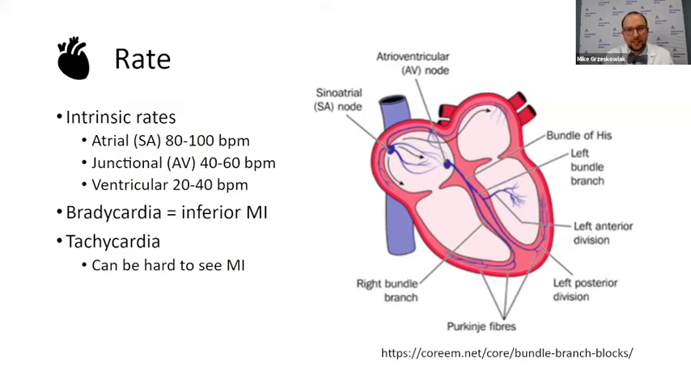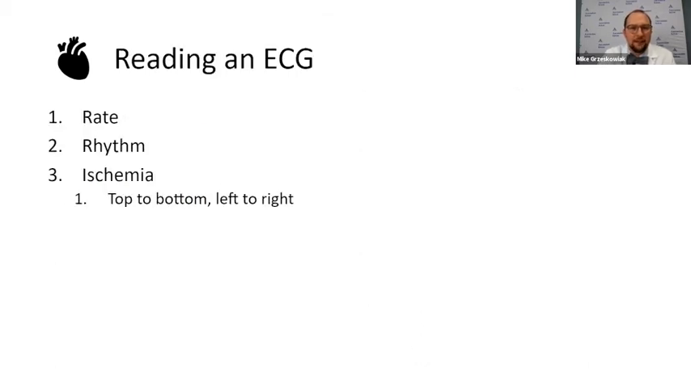So when you first look at an EKG, look at the rate, because if you see a very slow rate, it could be a sign that they're having an inferior STEMI, even if you don't see the ST elevations. And then, of course, if you see tachycardia, that's something you want to note. Especially in a STEMI situation, this can make it hard to actually interpret the ST elevations if you have a very high heart rate.